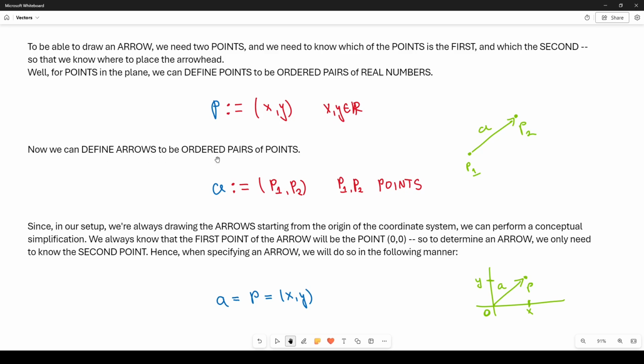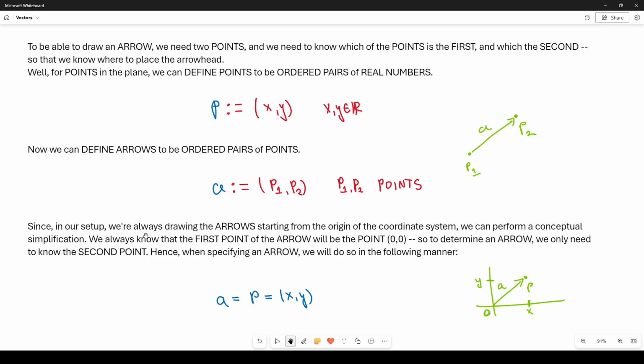Now we can define arrows to be ordered pairs of points. So the arrow A is just the ordered pair of points P1, P2. So here's an arrow, P1, P2. So this arrow has been uniquely determined.